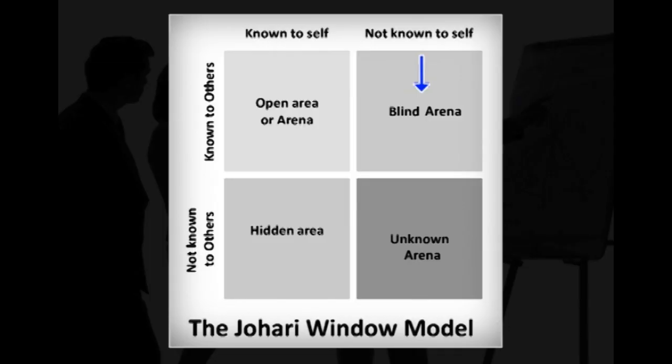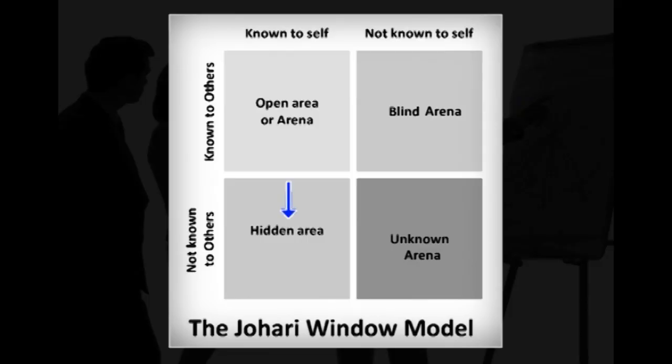Second quadrant, blind area. This quadrant represents things that you are not aware of, but that are known to others. This can include simple information that you do not know, or it can involve deep issues. For example, feelings of inadequacy, incompetence, unworthiness or rejection. These are often difficult for individuals to face directly and yet can be seen by others.